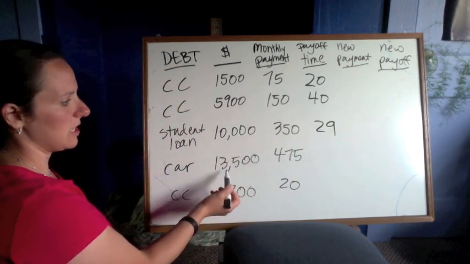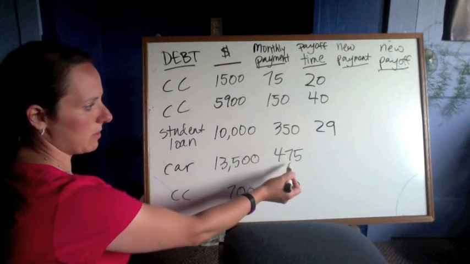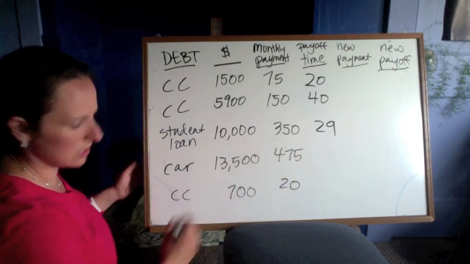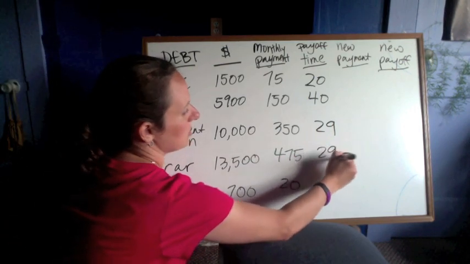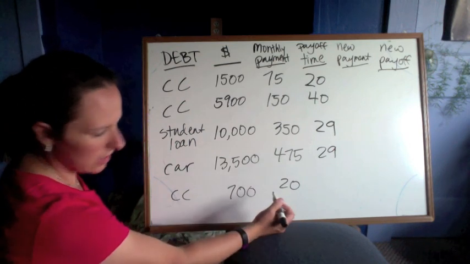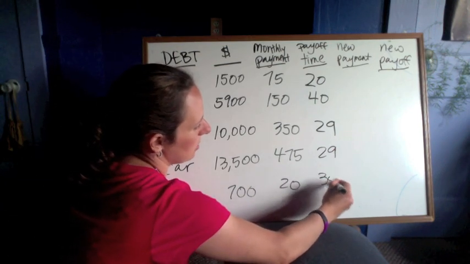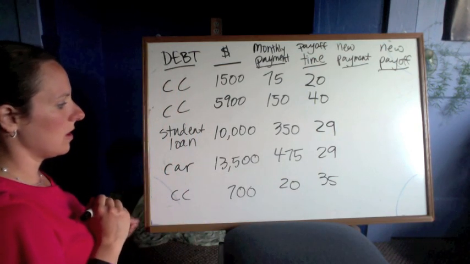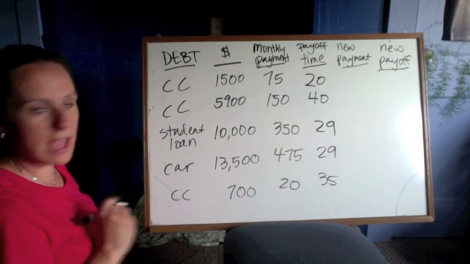Then there's 13,500 divided by the minimum monthly payment, 475 for instance. And that would also come out to 29 months. And then the last one, $700 divided by 20, that would be a 35-month payoff. So that's the next column you make.